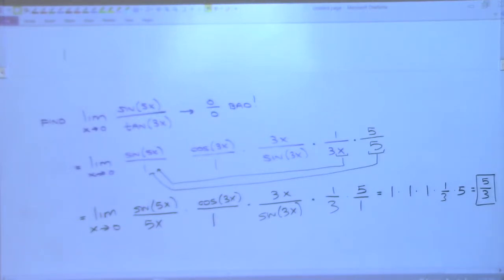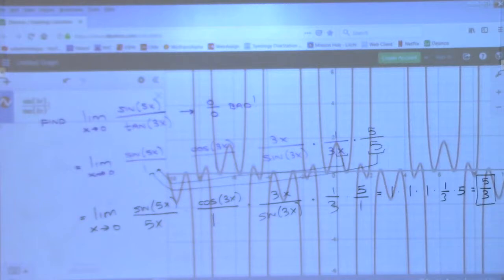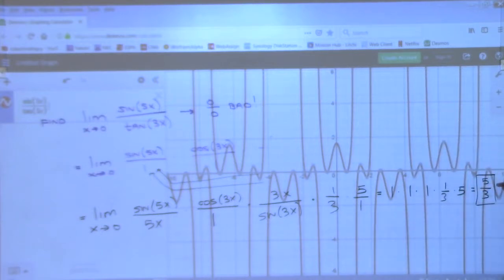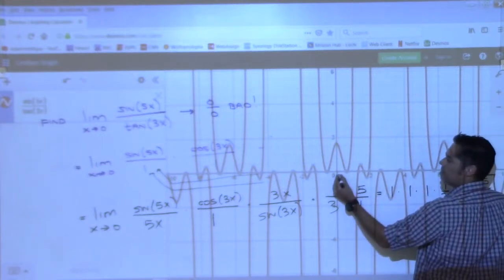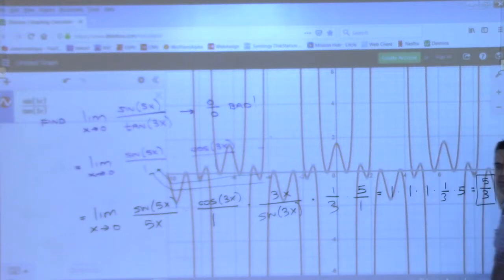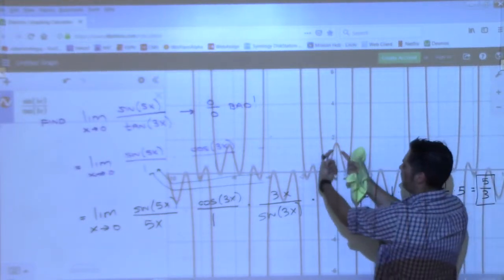Let me bring that graph back up. Did it look like it was headed towards 5/3? Let's see, here's the picture. 5/3 is about 1.7-ish, 1.6. So this is 0, here's 1, here's 2, so 1.5. Yeah, that looks about right. That's headed towards 5/3 from both sides.